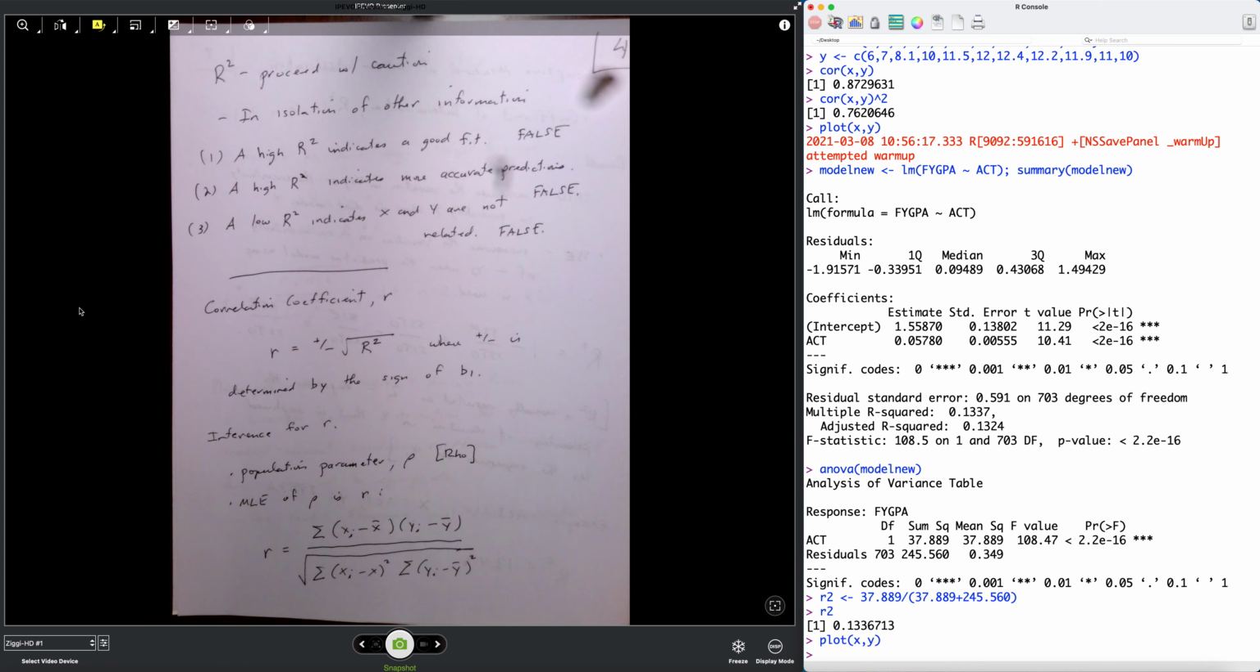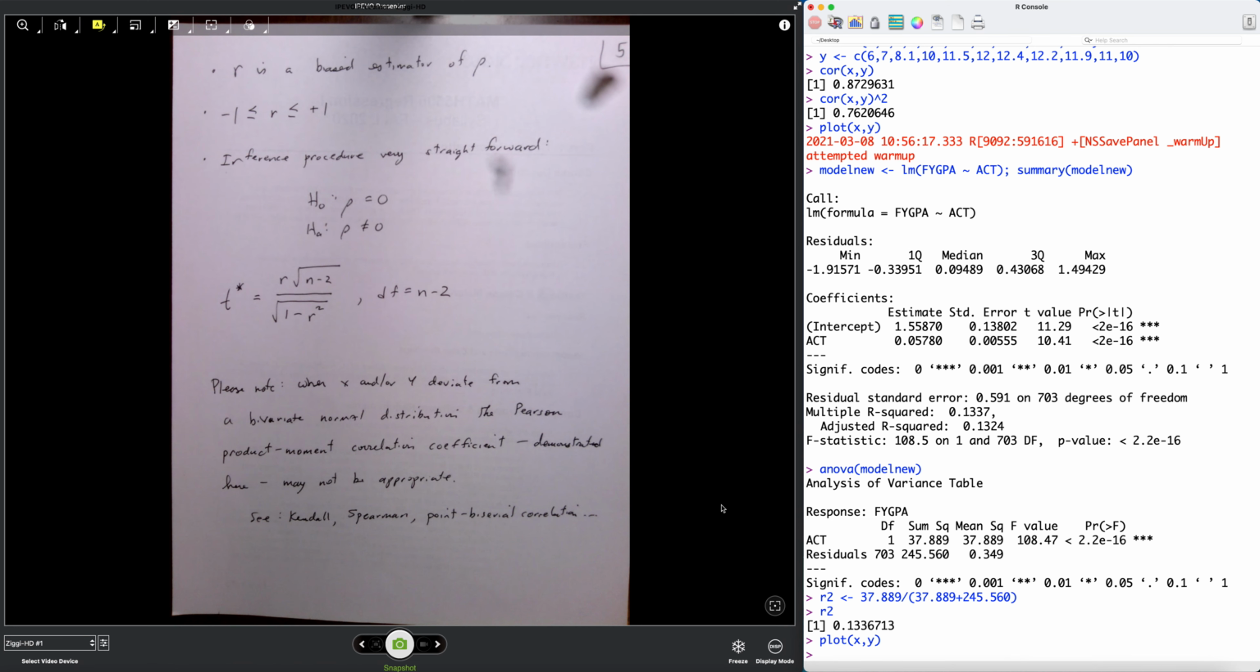So where was I? Okay, R squared. Okay, plus or minus based on B1. So the inference process is pretty much very similar to what we did for beta 1. We have a population parameter. In this case, it's rho. The MLE of rho is r, and r can be calculated like this. So the equivalent would be a population parameter being beta 1. We would have the MLE of beta 1 being B1, or beta 1 hat, and we would calculate it as we've seen in previous videos.